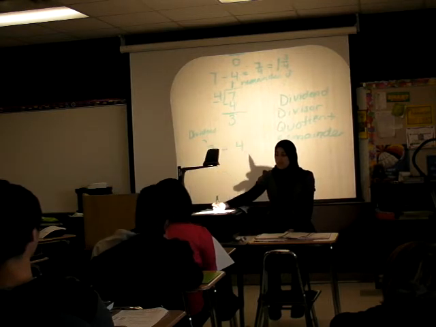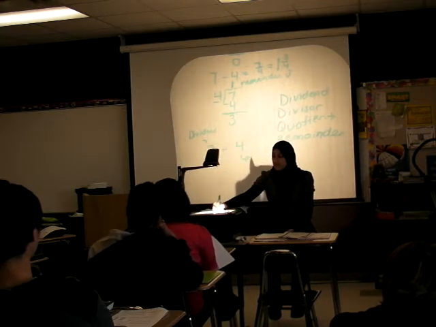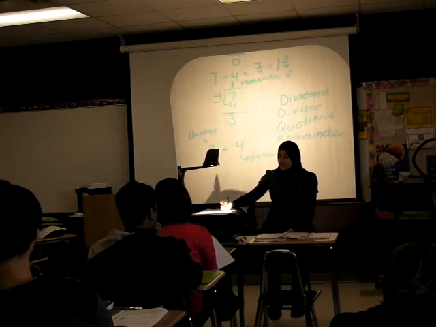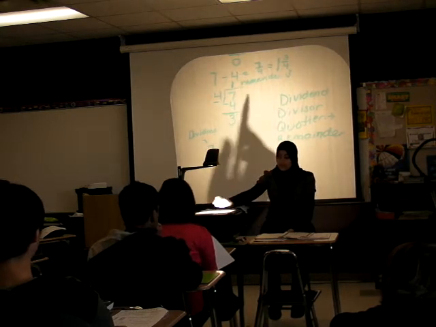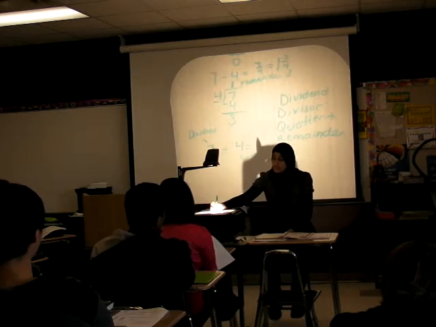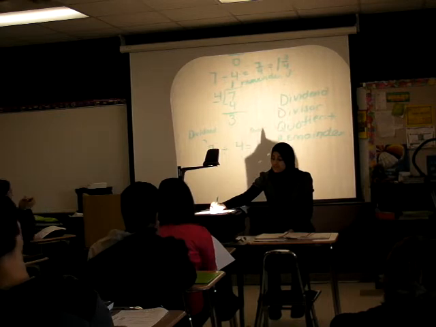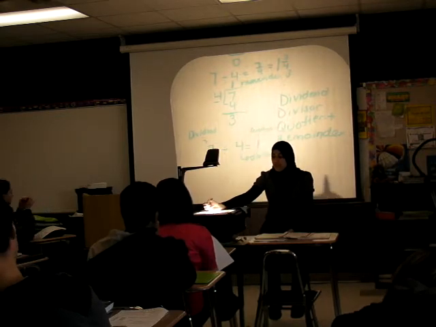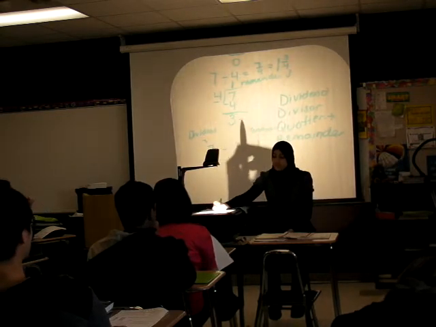Now a number that you're dividing by is called what? Yep, divisor. And then when you get an answer, like the answer we got was 1 3/4, that 1 is called what? Quotient. And then finally that 3 is called the remainder.